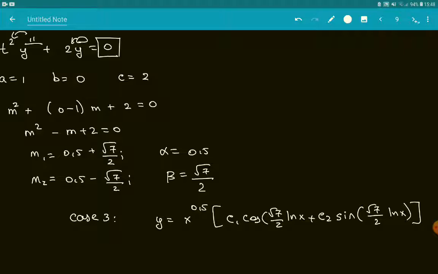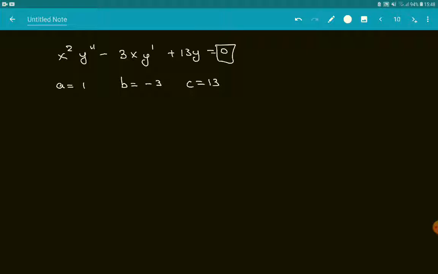Let's move on to question 3. Let me open question 3. In question 3 it tells us x squared y double prime minus 3x y prime plus 13y is equal to 0. So again we need to determine that a is 1, b is negative 3, and c is 13, as you can see. Again, we can tell that this is homogeneous because it is 0, and it is a Cauchy-Euler equation because the number in front of y double prime is x squared, and there is x in front of y prime, and there is no x in front of y.